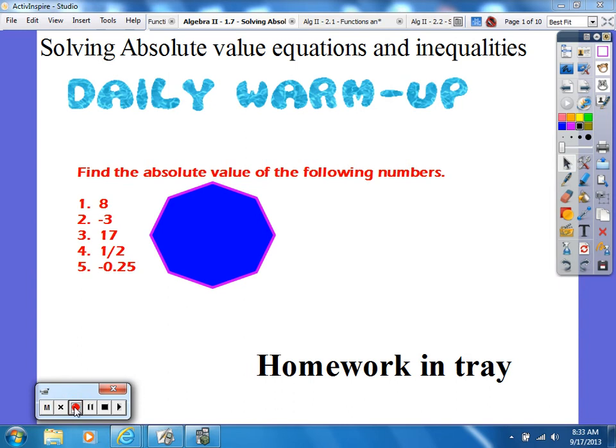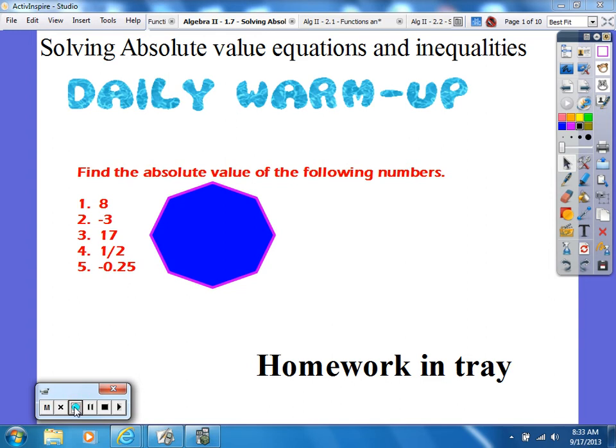What'd you get for number 2? 3 is correct. Pick somebody. What'd you get for number 3? 17 is correct. Pick somebody. Okay. 1/2. Perfect. Okay, so you want to write that down then if you didn't get that answer, so that will help you out. Pick somebody then. Kai, last one.